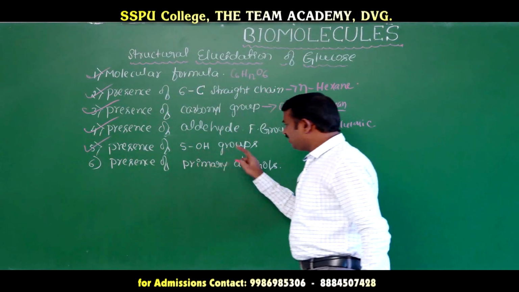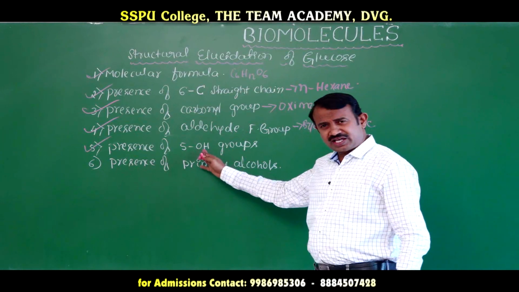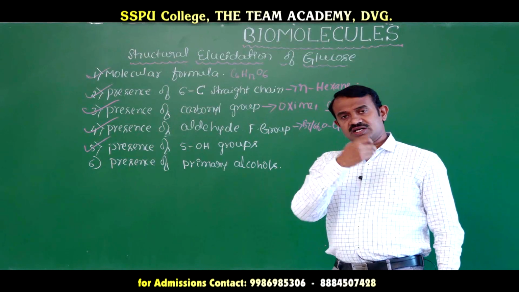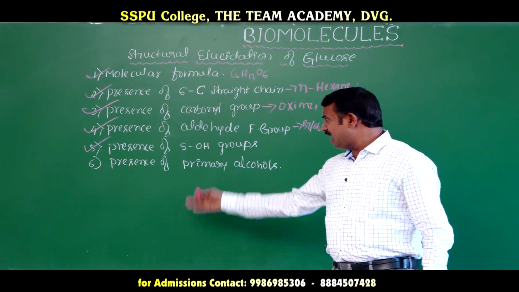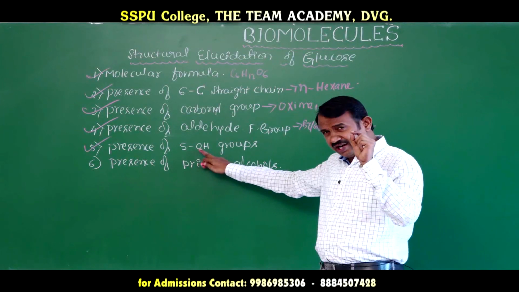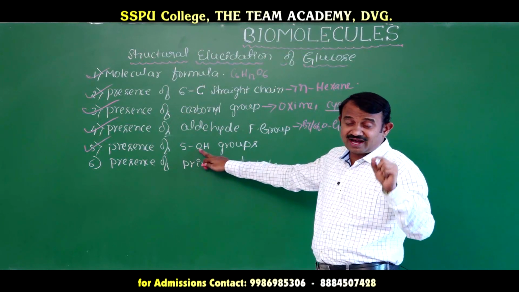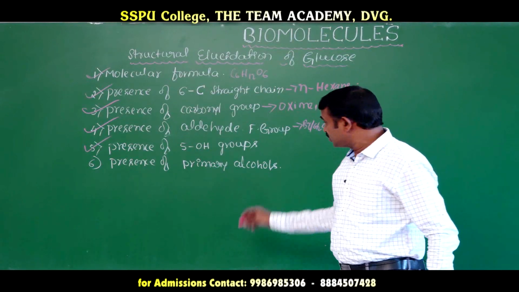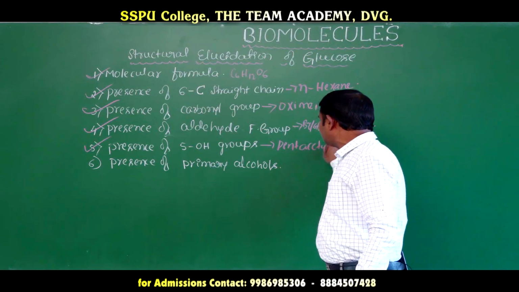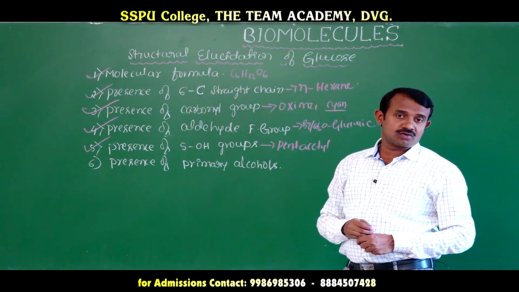Next, the presence of 5 hydroxyl groups. When glucose reacts, since alcohol is present, esterification is a good example, using acetic anhydride or acetyl chloride. The 5 hydroxyl groups, meaning 4 secondary alcohols and 1 primary alcohol, react with acetyl chloride or acetic anhydride and undergo acetylation, and you get the penta-acetyl derivative of glucose. This reaction indicates the presence of 5 hydroxyl groups.